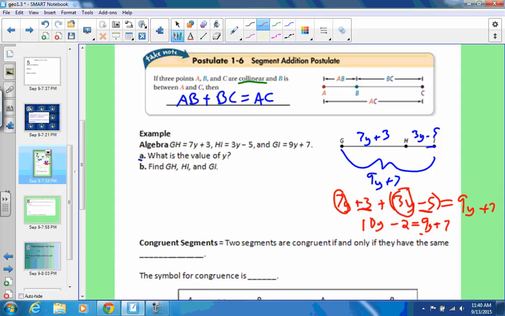Okay, and I'm simply going to subtract 9y from both sides and add 2 to both sides. I know a lot of this you can do in your head. I'm not sure where that green is coming from. That is weird. I have no clue where that green came from, and it won't go away.